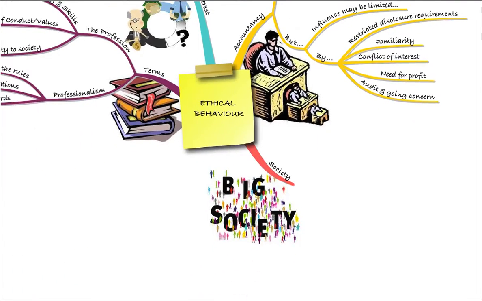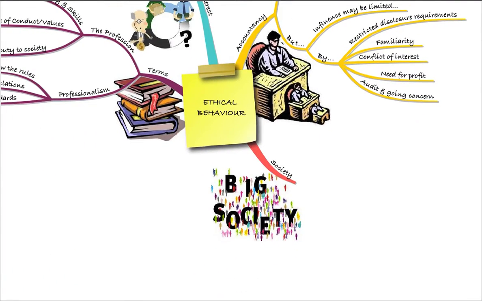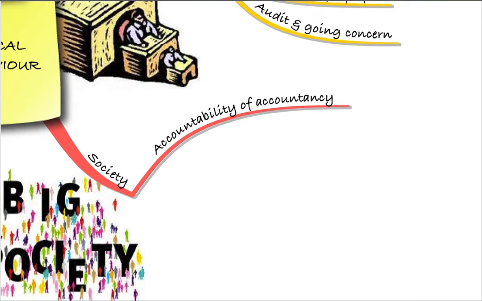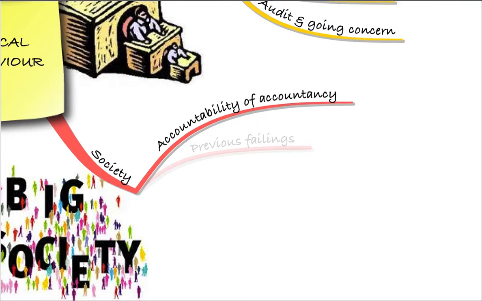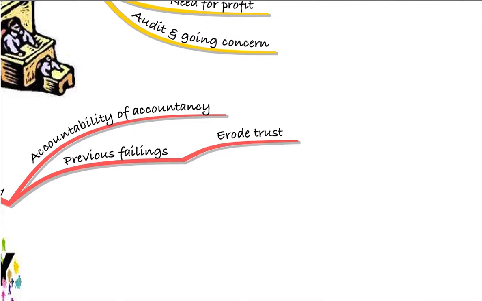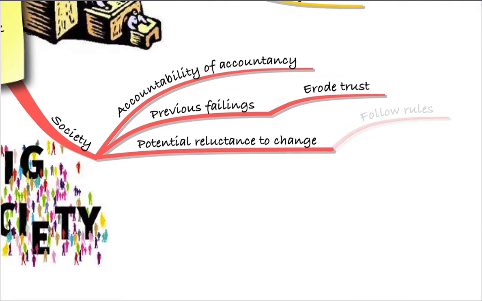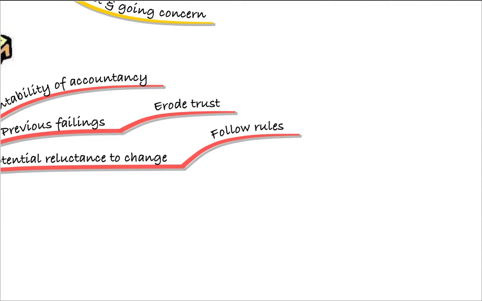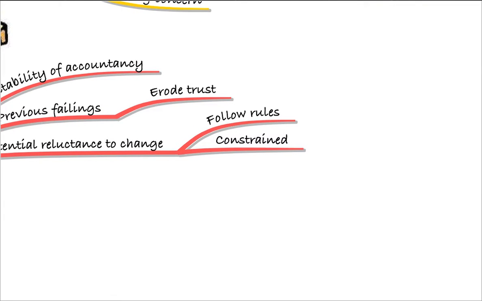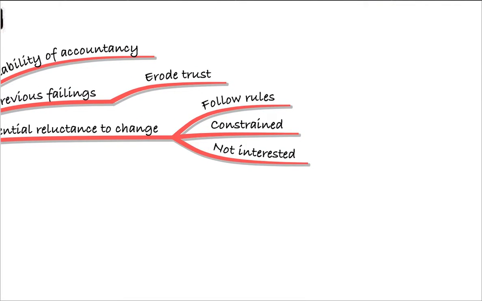So the relationship of the accountant with society, well, there is an accountability that accountancy itself will have to society, because previous failings will erode the trust that society has in accountancy itself. There is a potential reluctance to change by accountants. They tend to want to follow the rules. They feel constrained by those rules, and indeed they may simply not want to change. They like the way things are now.